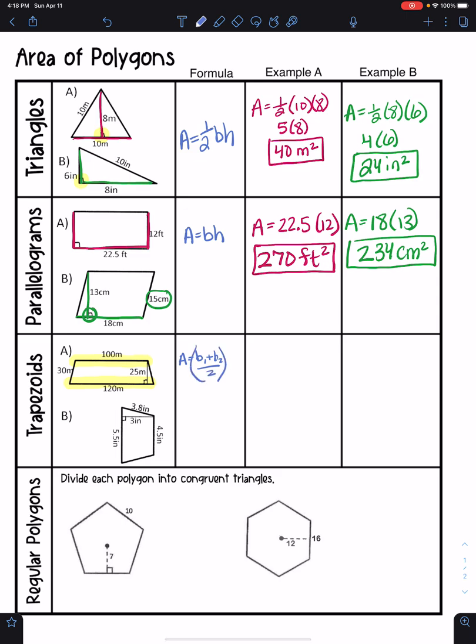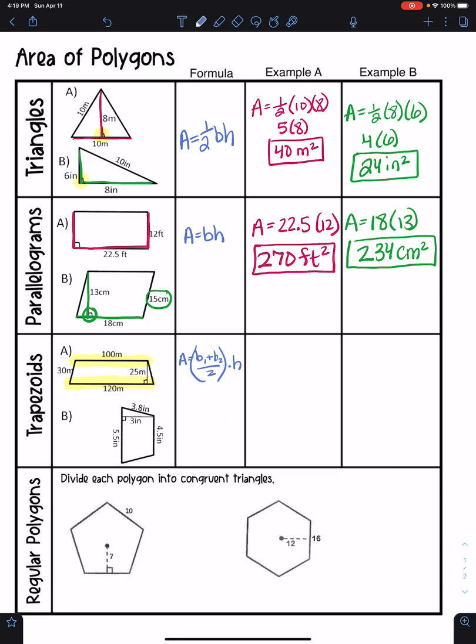So an average means we add them together and divide by 2, and then we'll multiply it times the height. So it's the average of the bases times the height. You might also see it written like this sometimes, where they'll do like base 1 plus base 2.